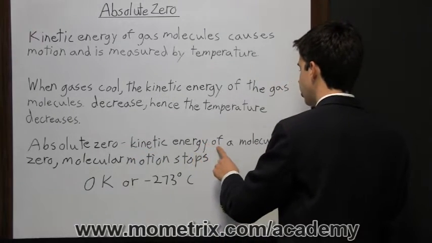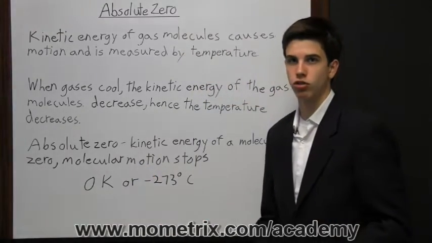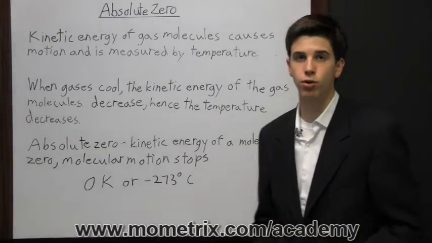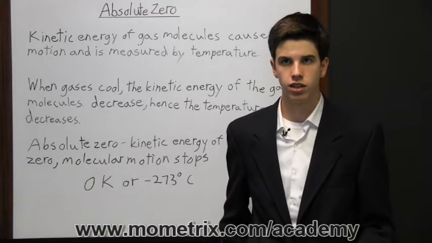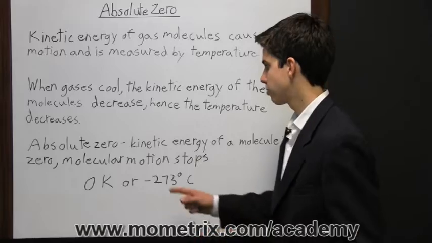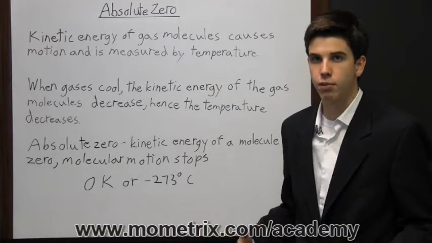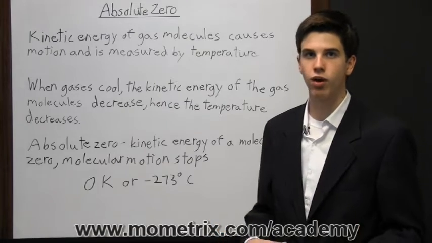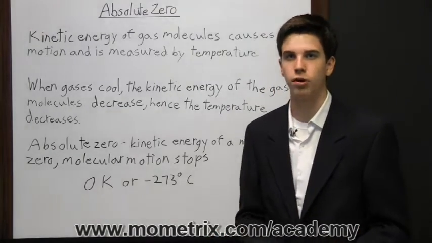And that's when kinetic energy of the molecules is 0, and therefore molecular motion stops. Now, nothing can be colder than absolute zero because temperature is a measure of motion. And all motion ceases at absolute zero. So because the motion has all ceased and stopped, the motion can't stop anymore. So that's why absolute zero is absolute, because you cannot get any colder than that.